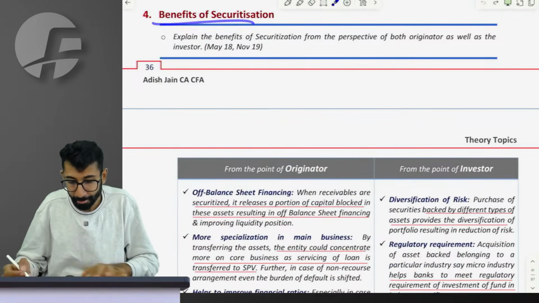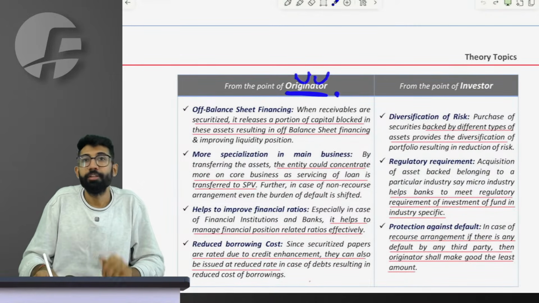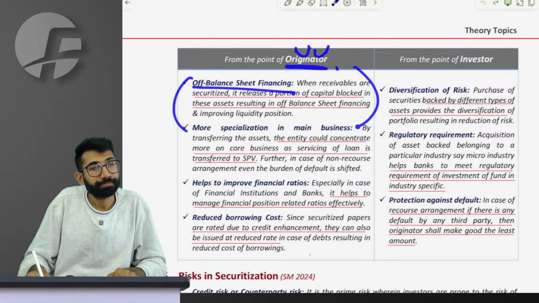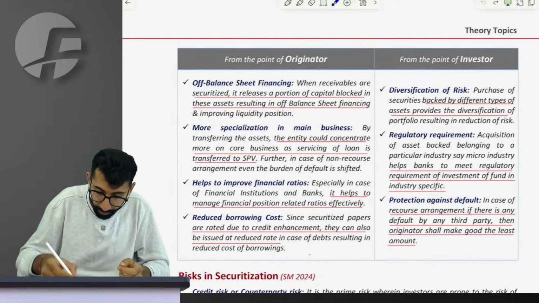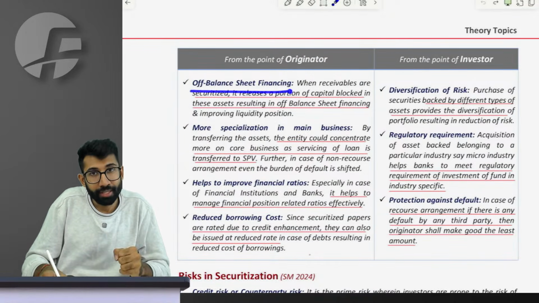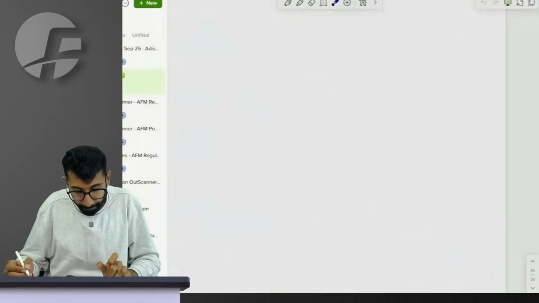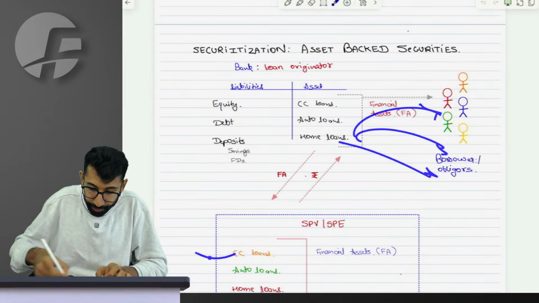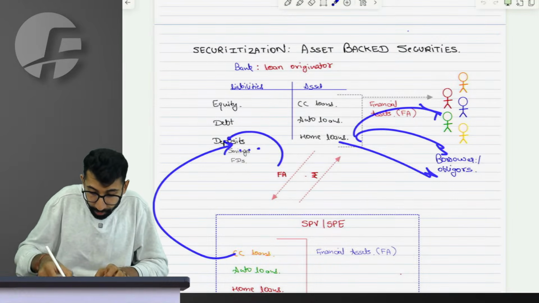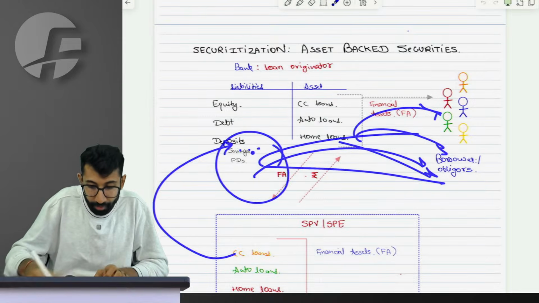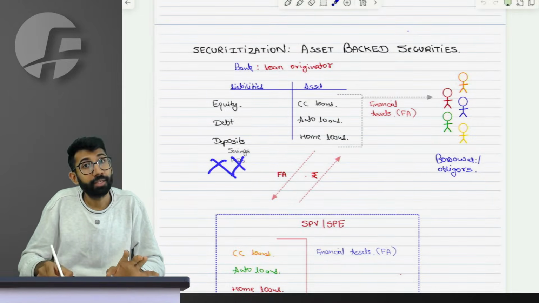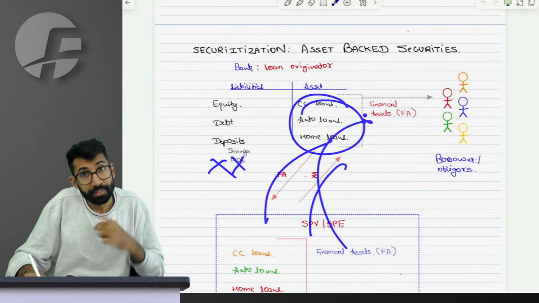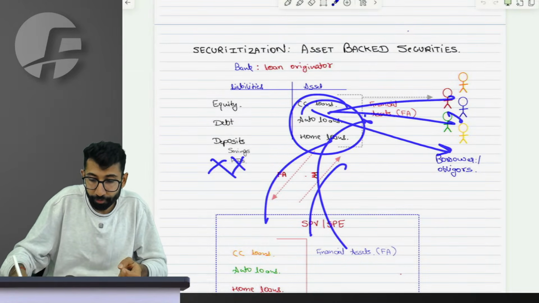Next is benefit. From the point of view of the originator, the benefits are really easy. Their amount which was earlier tied up is now released. Sir, so it is a kind of off balance sheet financing. I had two choices. Please understand. If I want to give loans to more people, I can first raise money from someone and, using that money, give loans. Another choice: don't raise more money. Sell these assets, realize money, and then give further loans.